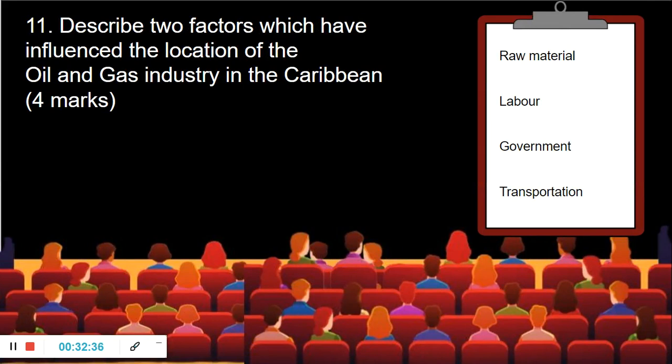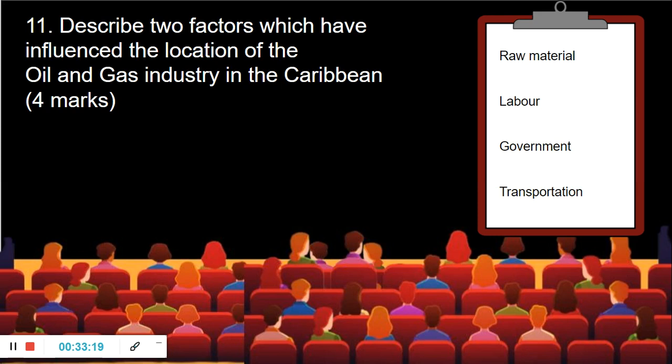All right. So next question. Describe two factors which have influenced the location of oil and natural gas industry in the Caribbean. All right. So the best example to use for this is Trinidad and Tobago. We could talk about raw material. We could talk about labor. We could talk about government. We could talk about transportation. So we could talk about any of those factors and how they influence the location of the industry.